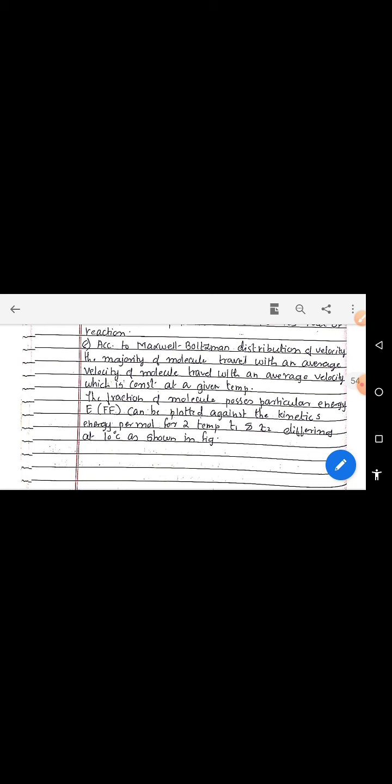According to Maxwell-Boltzmann distribution of velocity, the majority of the molecules travel with the average velocity, which is constant at a given temperature. The fraction of molecules possessing a particular energy E can be plotted against the kinetic energy per mole for two temperatures, T1 and T2, differing by 10 degrees centigrade, as shown in the figure.